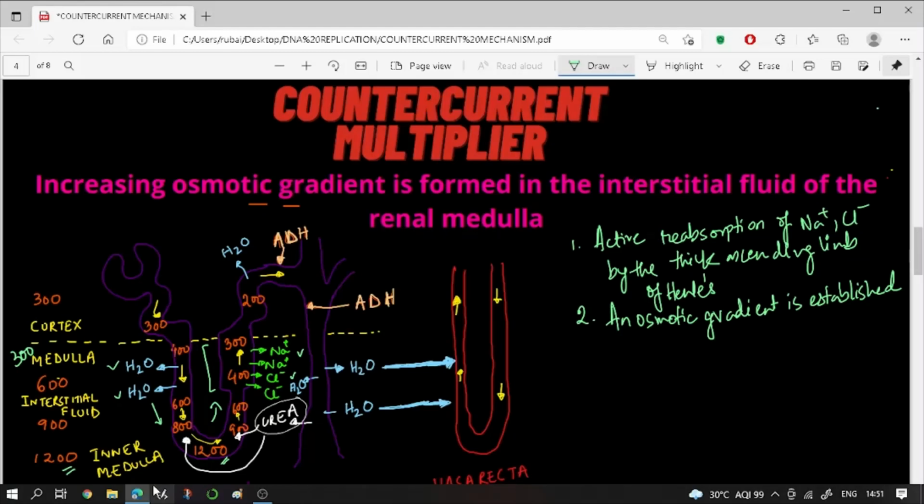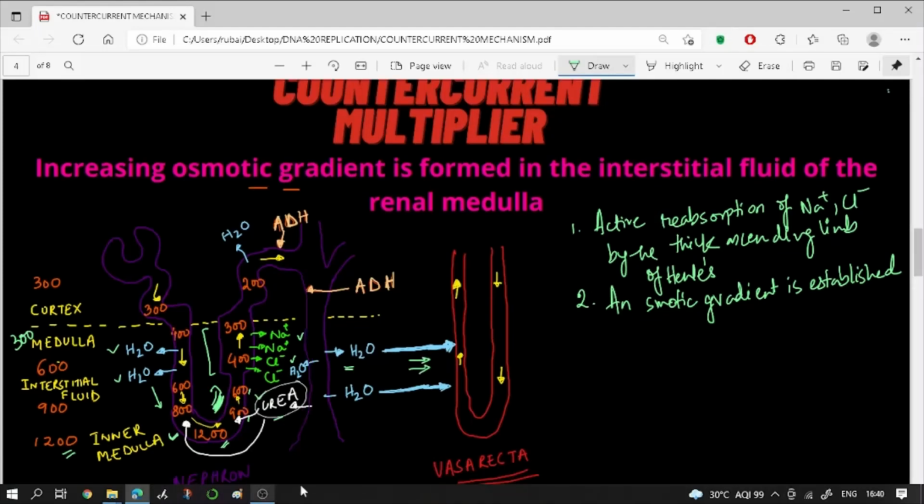Now, the ascending limb of the loop is impermeable to water, but it is constantly reabsorbing sodium and chloride from the tubular fluid into the interstitial fluid of the renal medulla. So the osmolarity of the tubular fluid progressively decreases as it flows through the ascending limb. You can see that the value progressively decreases from 1200 to 900 to 600 to 400 and then eventually to 300.